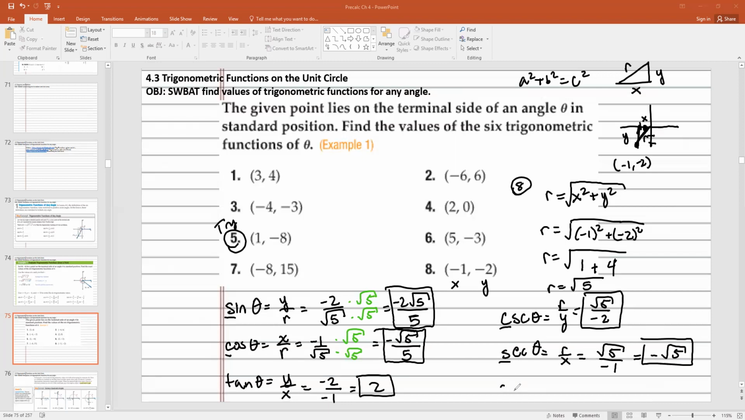All right, and the cotangent of theta is, instead of y over x, it's x over y. So we have -1 over -2. Negative divided by negative is a positive, so +1/2. And that's it.